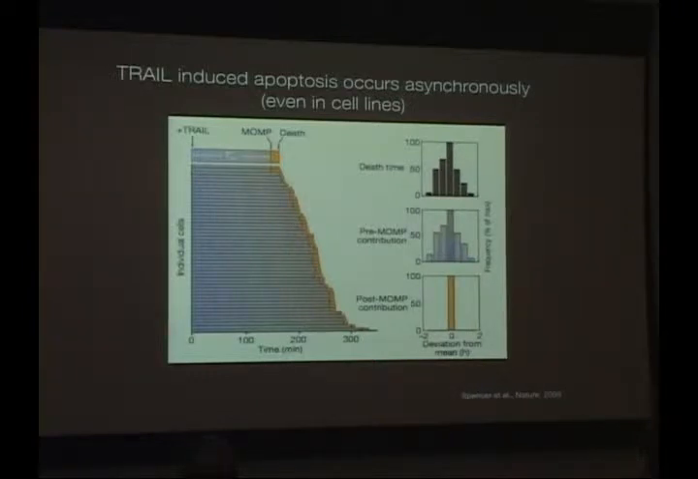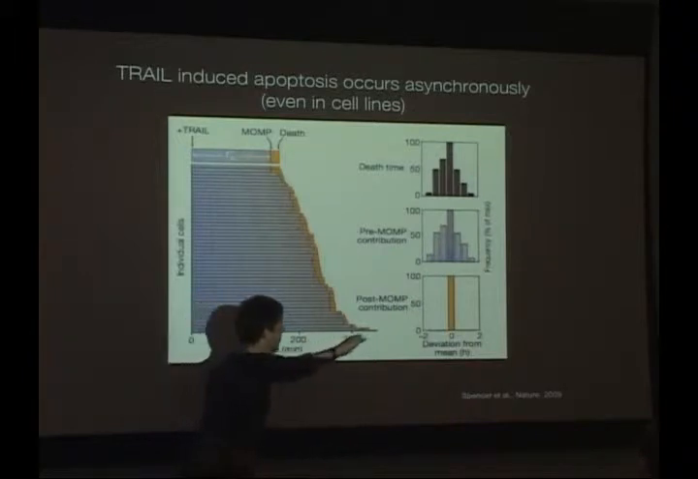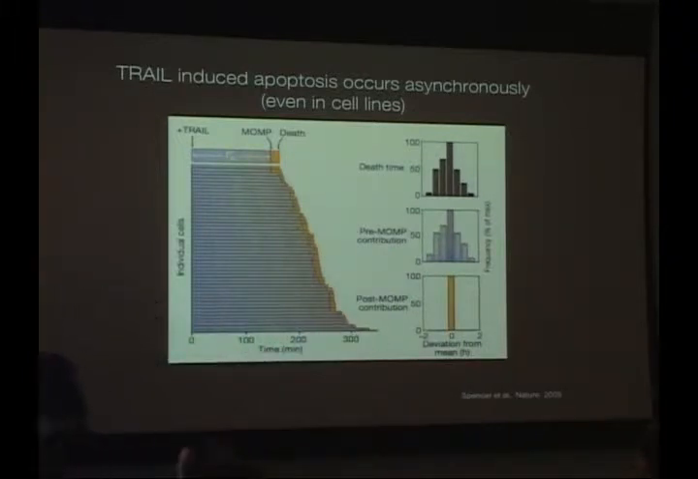This is a paper from Nature from a few years ago, and each one of these bars represents a cell that was given TRAIL right here. And this shows how long the cells take to die. The first cells start to die at about 140 minutes, and the last cells die at about 300 plus minutes. So there's a huge amount of variation.